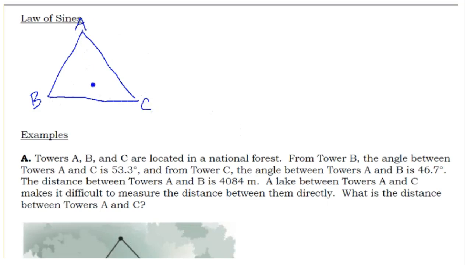So across from angle A, I'll have a lowercase side a. Across from angle B, I'll have side b. And across from angle C, we will have side c. The law of sines allows us to use ratios between the measures of the sides and the angles that are across from each other. So the sine of A over a would equal the sine of B over b.